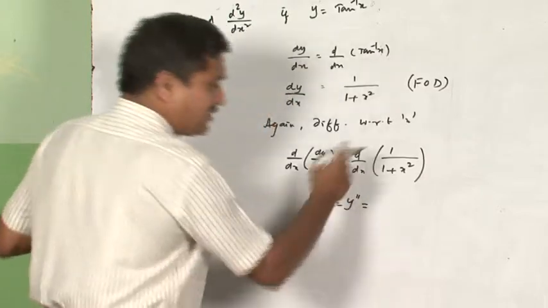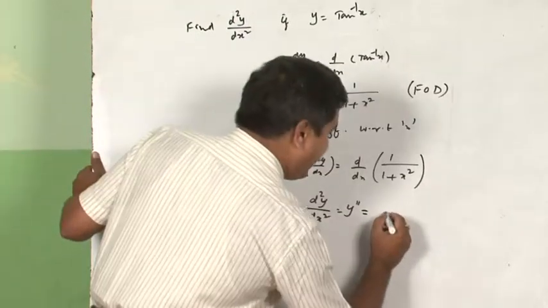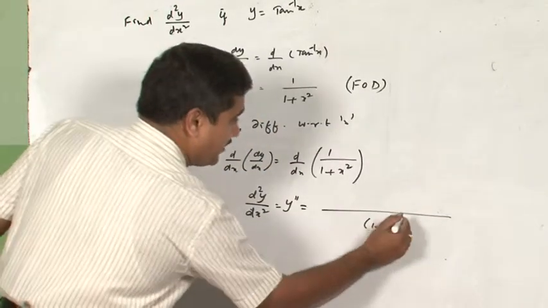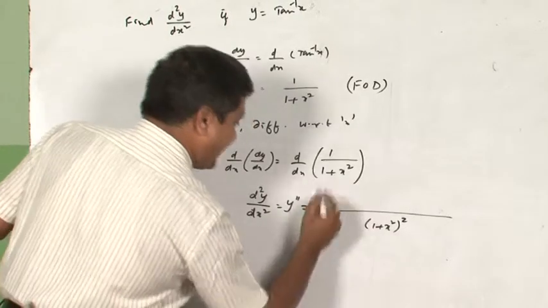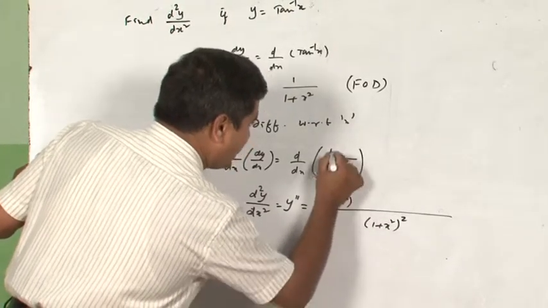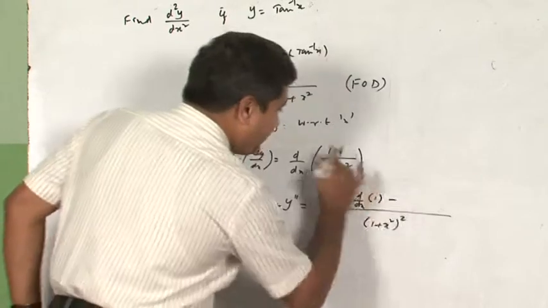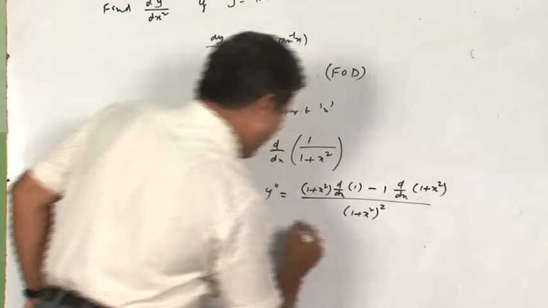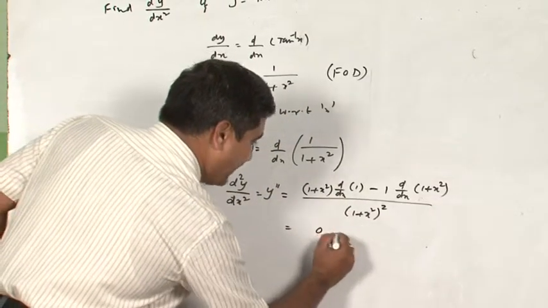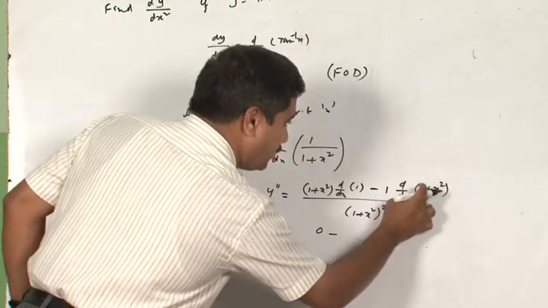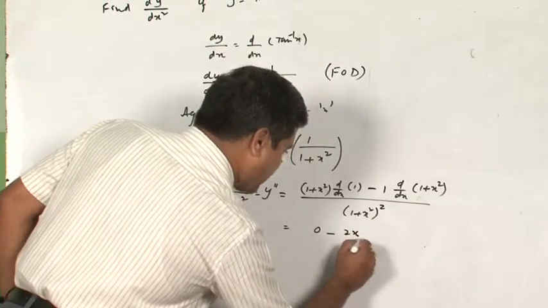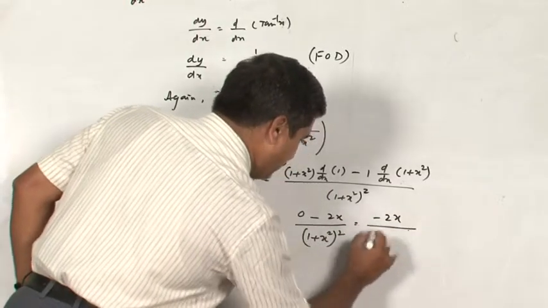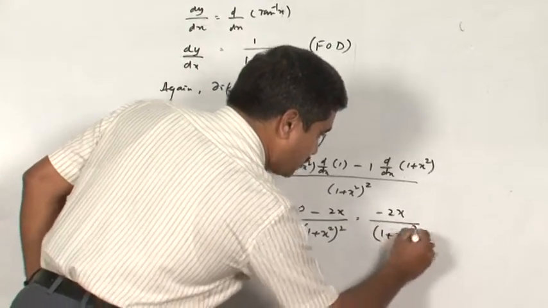As I told you, it is once again the u by v rule. The u by v rule makes it what? Very simple, you already know this. Over v square, then v u dash, that is 1 plus x square times the derivative of 1, minus u v dash, that is d by dx of 1 plus x square. This results in 0 minus 1 into 2x, that is 2x upon 1 plus x square whole square, that is minus 2x upon 1 plus x square whole square.